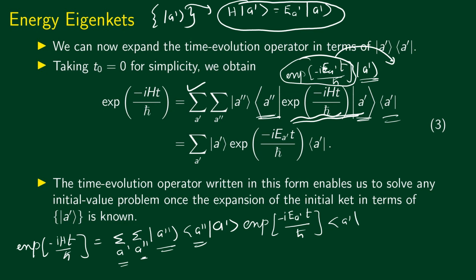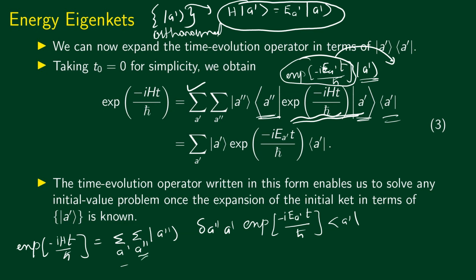Now we can use the fact that the eigenkets of an operator form a complete orthonormal set. We can also always choose this basis to be an orthonormal set. So we shall always work with orthonormal sets, which means that bra a double prime ket a prime is equal to delta a double prime a prime. Let me remove this here and write delta a double prime a prime. Now we can carry out the sum over a double prime. Here is the Kronecker delta.